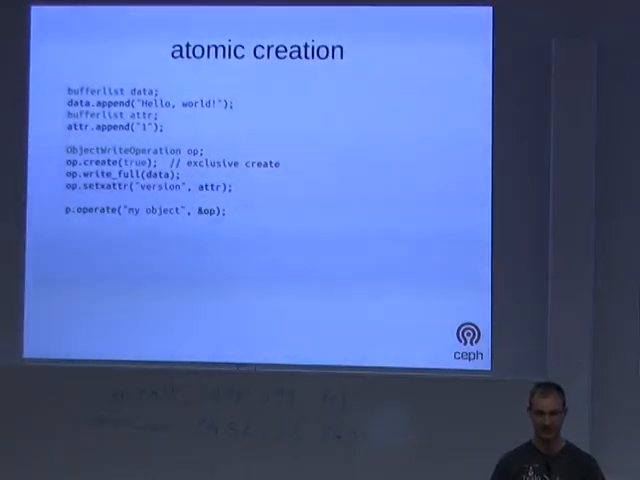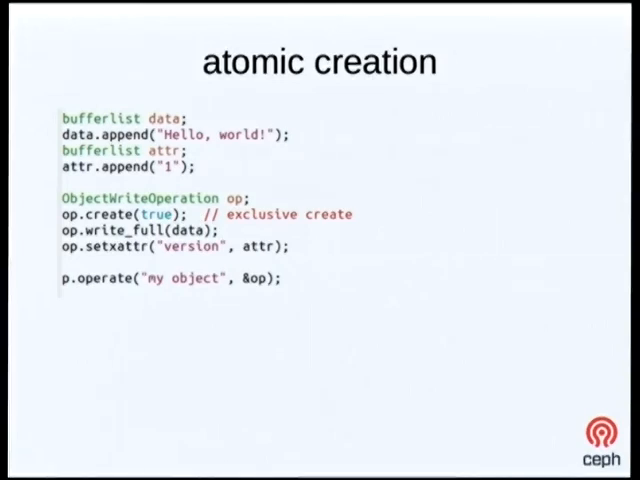As a simple example of this, we can rewrite our hello world example as an atomic creation transaction. So we prepare all our buffers, and we're going to write hello world and set this attribute. We declare this object write operation structure, which is essentially a description of the transaction that we're going to apply. And we simply call methods to build up that transaction in memory, all the different operations that we're going to do. So first there's going to be an exclusive creation that'll succeed if there's no object and create it. If the object already exists, it'll error out with an EEXIST. Then we'll write all the data and then set the attribute.